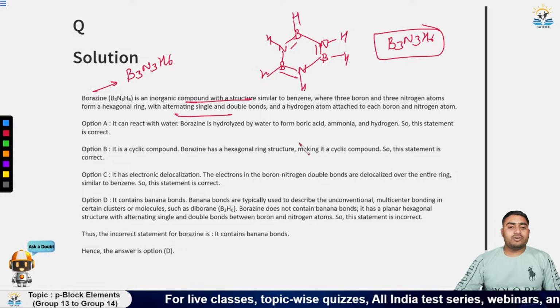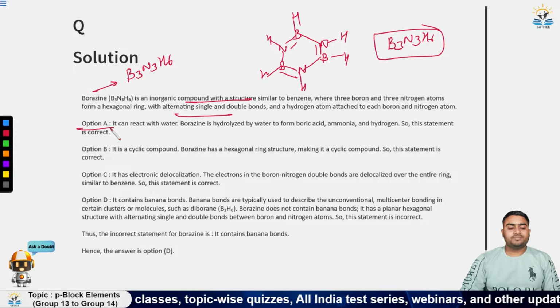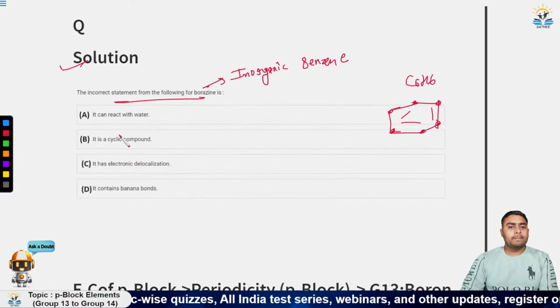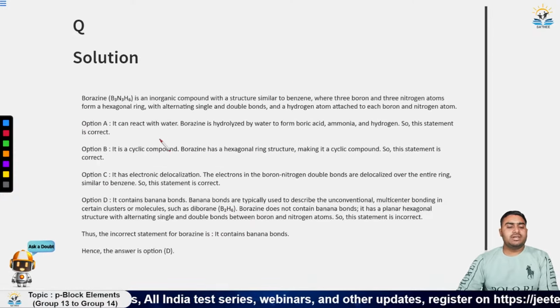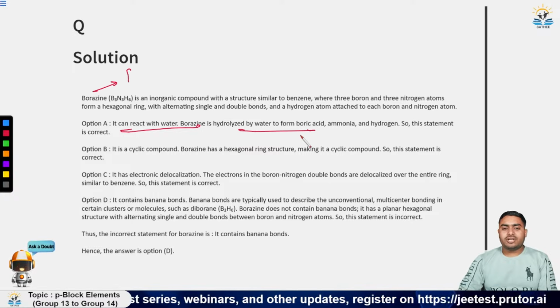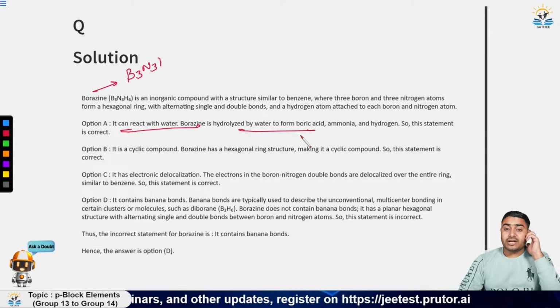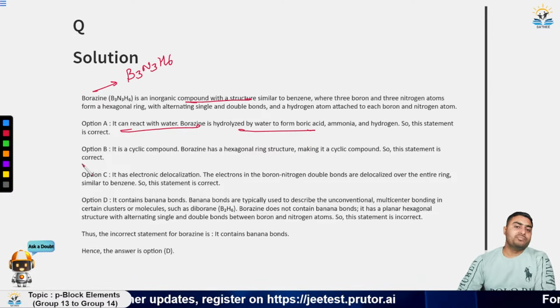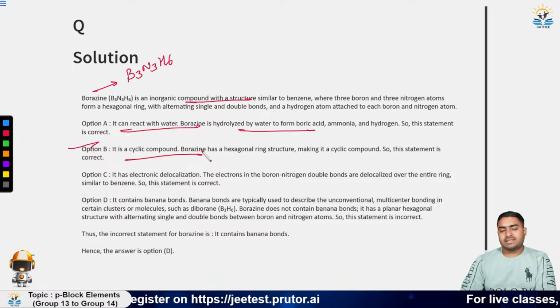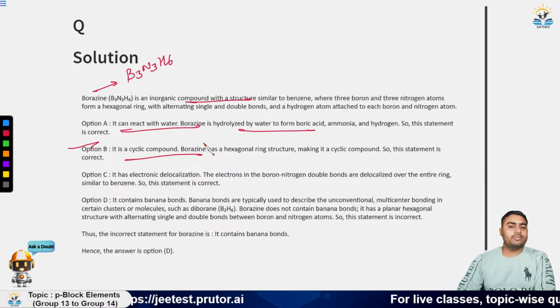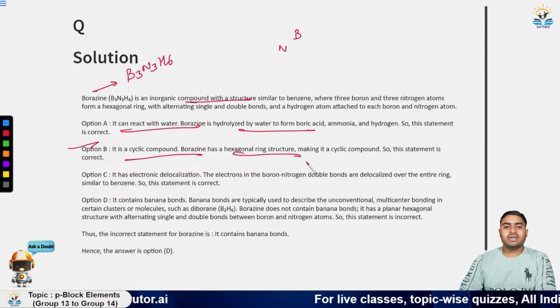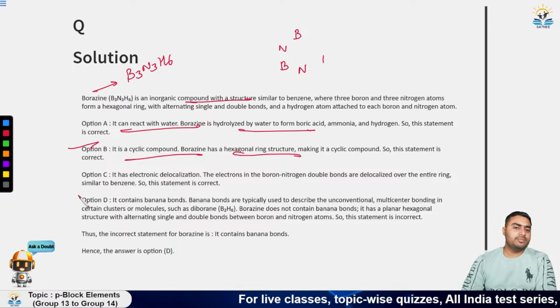Option A is saying that it can react with water. Borazine is hydrolyzed by water to form boric acid, ammonia and hydrogen. So this statement is correct. Option B, it is a cyclic compound. Yes, it is a cyclic compound. It's like an inorganic benzene. It has a hexagonal ring structure making it a cyclic compound. So this statement is also correct.